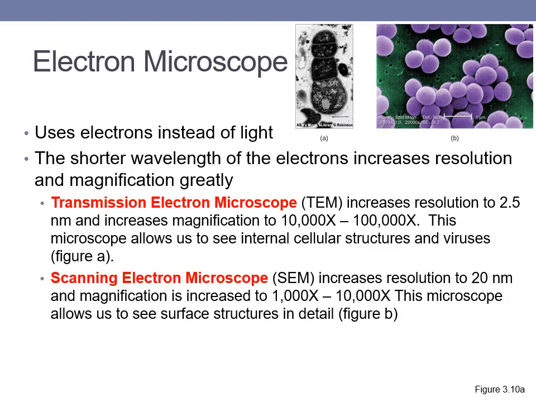The electron microscope magnifies specimen images 1,000 times or more than a bright field microscope. These microscopes use electrons instead of light to increase magnification and resolution, allowing us to see internal cellular structures with a transmission electron microscope and cell surface structures using a scanning electron microscope that are impossible to see with bright field microscopes. These microscopes are powerful enough to see viruses.